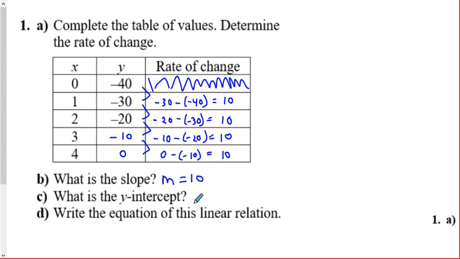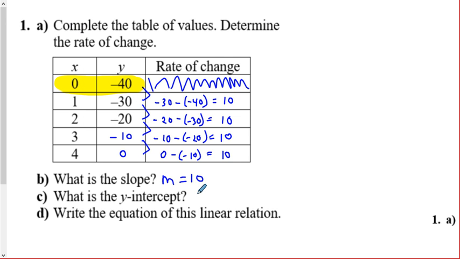What's the y-intercept? Well, how do I tell a y-intercept? If I had a graph, I could just look at where it hits the y-axis. That would be easy. But I don't have a graph. So how can I do it just by looking at my table of values? Well, all I have to do is look for where x is 0. Because where x is 0, that means it's going to be hitting the y-axis. So where x is 0, y is negative 40. So that's the one I'm looking for.